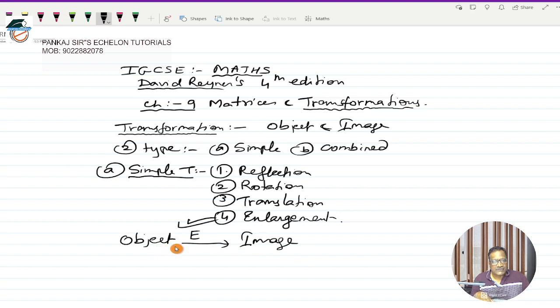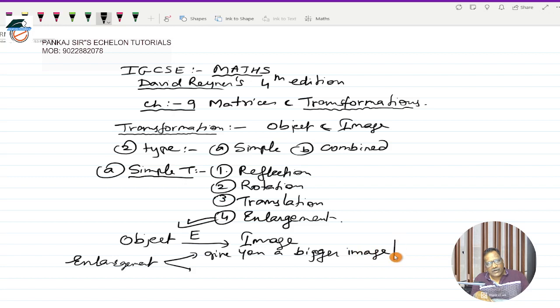So an object will be given to you, an enlargement, and you have to perform this enlargement transformation and find out the image. Now this particular enlargement transformation leads to two things. It will either give you a bigger image, or you can say a magnified image, a bigger image or a magnified image. That means the image size will be bigger than the object size.